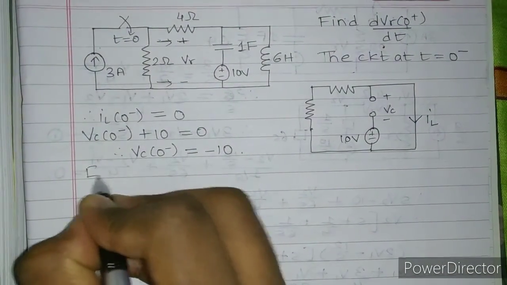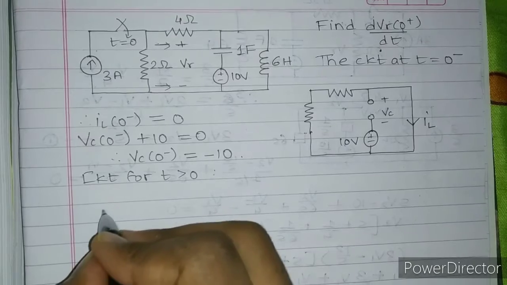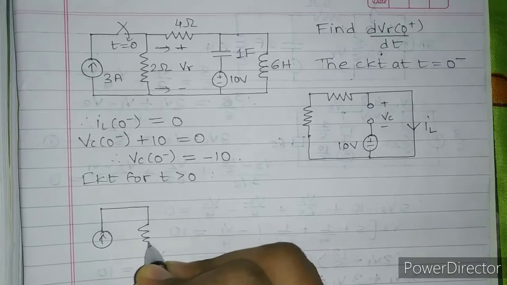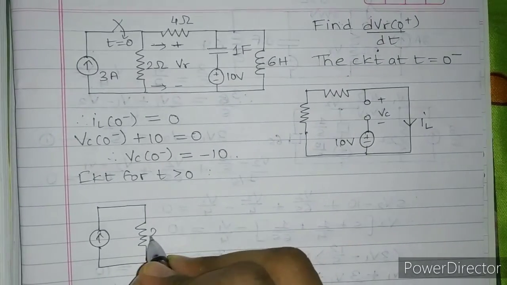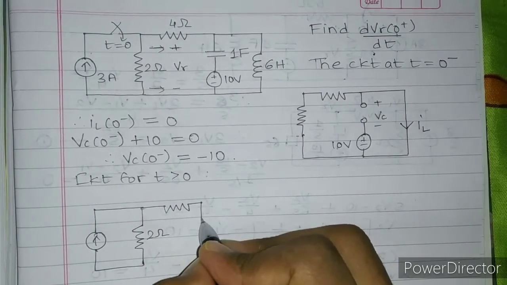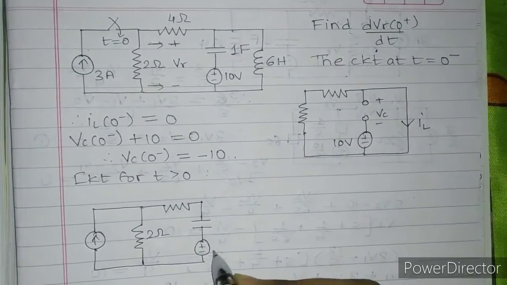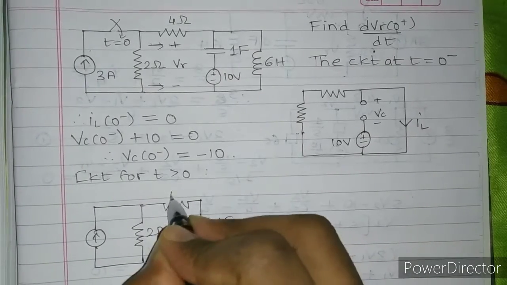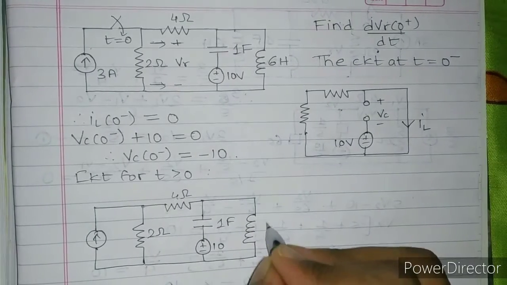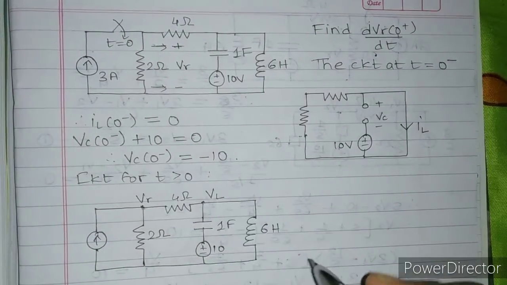Now let's draw the circuit for t greater than 0. Three ampere source over here, 2 ohm resistor in parallel, 4 ohm resistor, 1 farad capacitor, and the 10 volt source in parallel with the 6 Henry inductor. Let the voltage over here be VR and this voltage is VL.